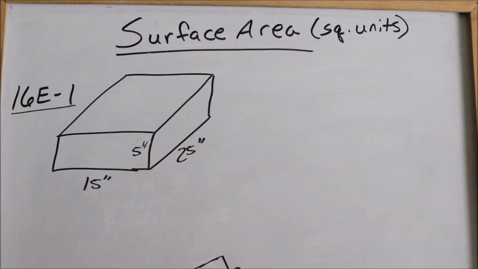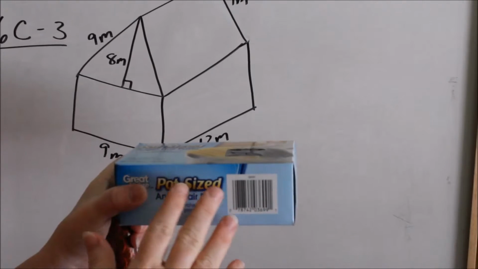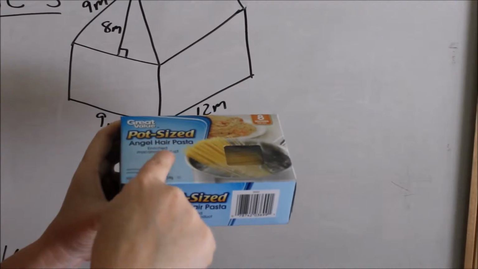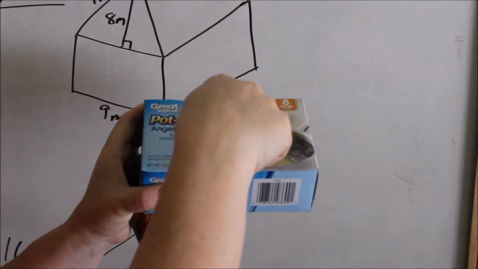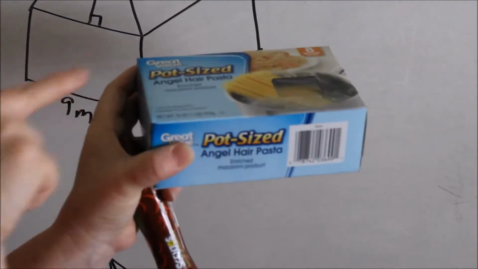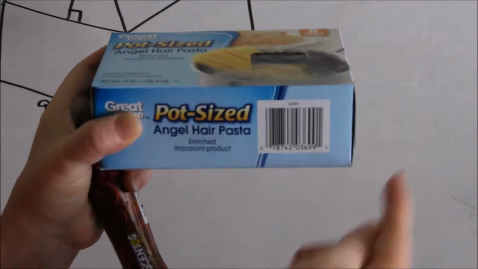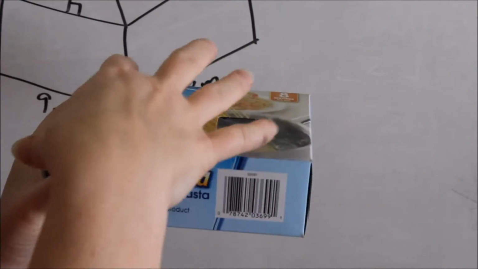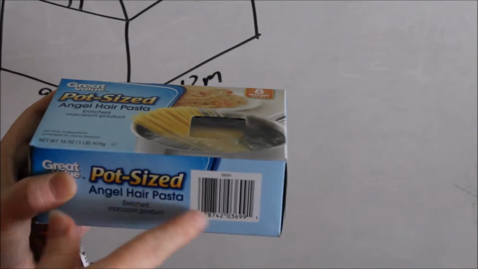So, okay, I've got this box here, a box of noodles. The surface is made up of 6 rectangles. 1, 2, 3, 4, 5, 6. This rectangle is the same as the bottom. This side is the same as this side. And this front is the same as the back. So you're basically finding the area of 6 rectangles.